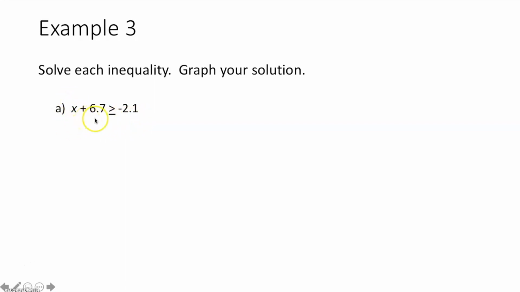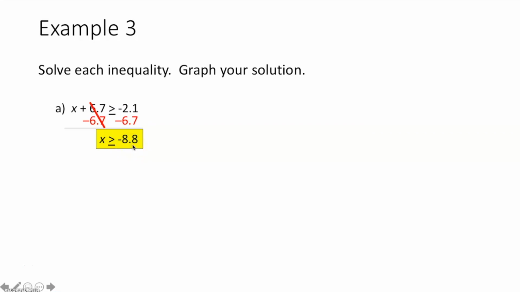Next, we move our constants to the right. We start with anything added or subtracted to our variable. So this plus 6.7 has to go over here. I do the opposite. To get rid of it, I subtract 6.7 from both sides. These are going to cancel out, and negative 2.1 minus 6.7 is going to make it more negative. You can also change it to adding the opposite, so you're just adding a negative 6.7 to this negative 2.1 and you end up getting negative 8.8.